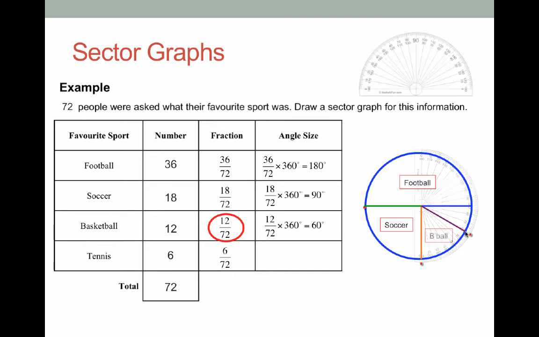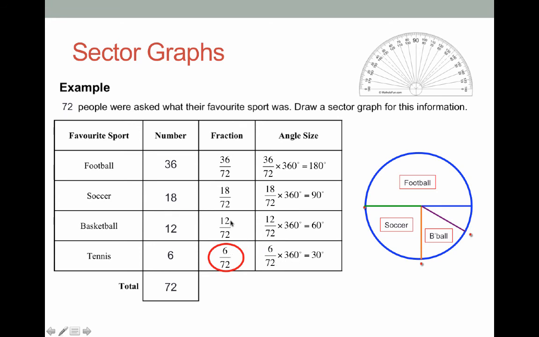And when I move away my protractor, I now have a sector that represents basketball. This is 12 out of 72. This is 60 degrees at the center. The final part for tennis is 6 out of 72. And if I wanted to work out what that angle was, I'd do 6 out of 72 times 360.